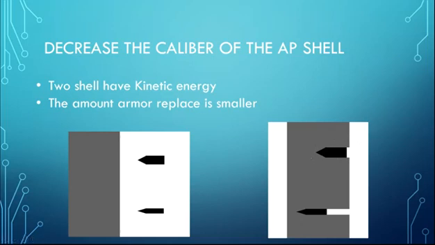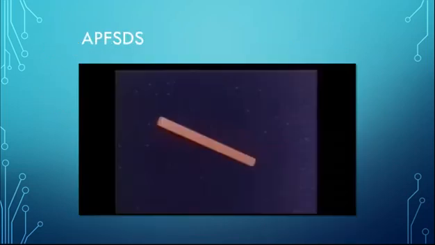You see, it seems to contradict the point I previously made, that we have to increase the caliber of the gun. But actually, there is a kind of AP shell in this world which can achieve both points, which is called the APFSDS, armor piercing fin stabilized discarding sabot. Before we introduce APFSDS, let's watch a video first.